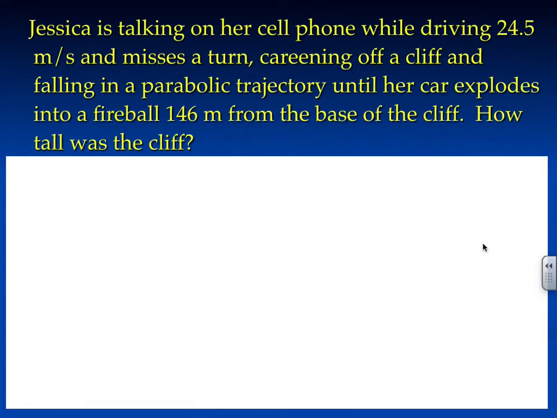Jessica's talking on her cell phone while driving 24.5 meters per second and misses a turn, careens off a cliff, and falls in a parabolic trajectory until her car explodes into a fireball 146 meters from the base of the cliff. How tall was that cliff?